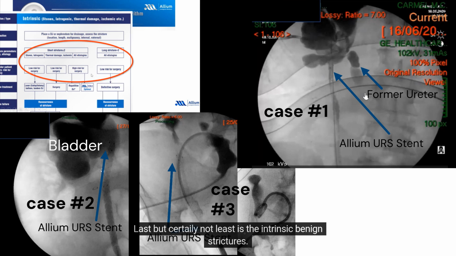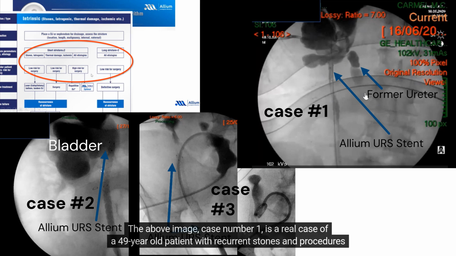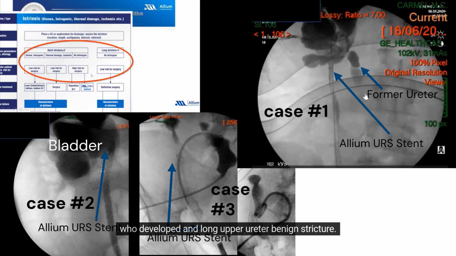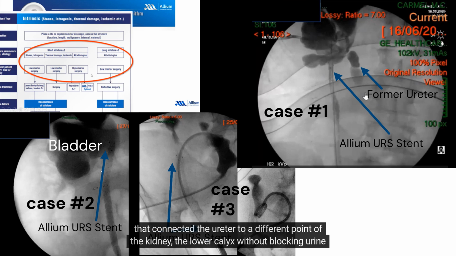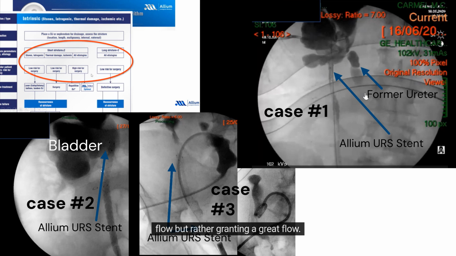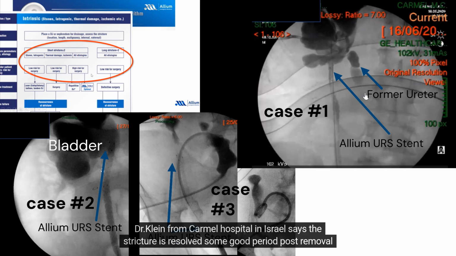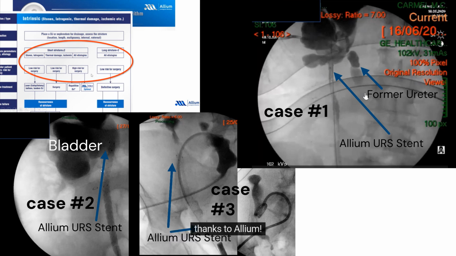Last but certainly not least is the intrinsic benign strictures. The above image, case number 1, is a real case of a 49-year-old patient with recurrent stones and procedures who developed a long upper ureter benign stricture. The stent was correctly positioned on the new anastomotic stricture that was developed due to ureterocalycostomy that connected the ureter to a different point of the kidney, the lower calyx, without blocking urine flow but rather granting a great flow. Dr. Klein from Carmel Hospital in Israel says the stricture is resolved some good period post-removal thanks to Allium.